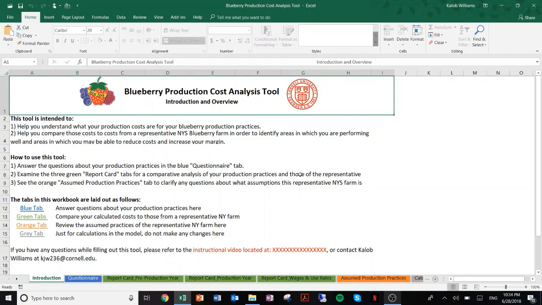So, the purposes. There are two main reasons that we created these tools. The first is to help berry growers disentangle their costs that are specifically related to their berry production from the costs that are related to their other crops, which is something we found to be somewhat rare amongst growers because they grew so many different types of crops. The second was to help growers compare those costs to what a representative farm might expect in New York State, with the intent of helping people identify their areas of strength and their areas of weakness.